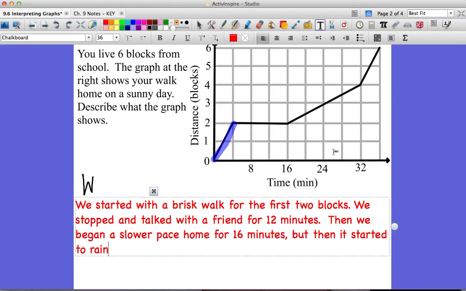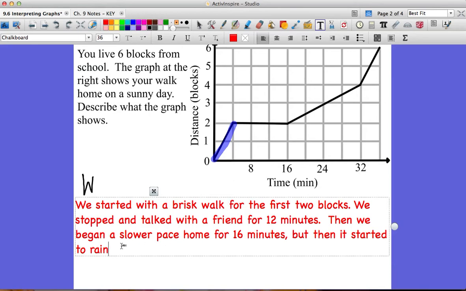There's really no right or wrong answer here as long as you follow the detail of the graph. If you told me that you slowly walked for this first part, that would be incorrect, as you can see that you went 2 blocks in only 4 minutes. That's a fairly quick pace. So that would be considered incorrect. But if instead of saying a brisk walk, you said they jogged for the first 2 blocks, that would be acceptable.